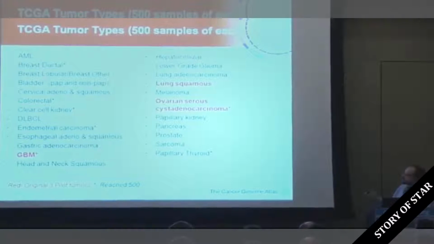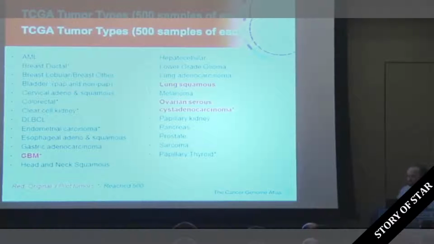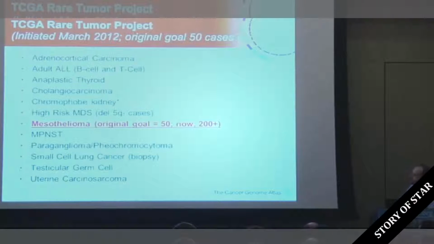These cancers required 500 samples of each to be available, very high-quality samples with matched normal tissue from these patients. More recently, the TCGA decided to establish a rare tumor project, and on the urging of several of us, mesothelioma was included in this project. The original idea of this rare tumor project was that they would do 10 tumors, 50 samples each to make 500, but now they want to ramp this up to 200 tumors.